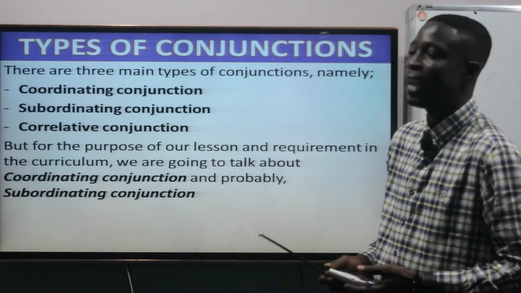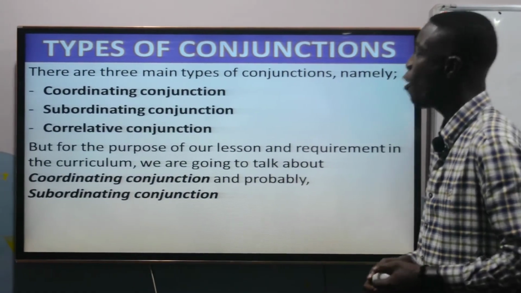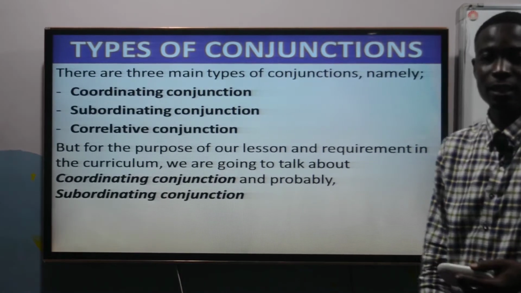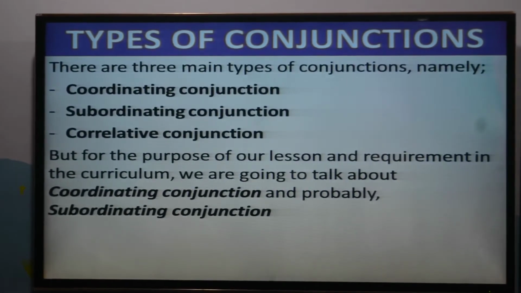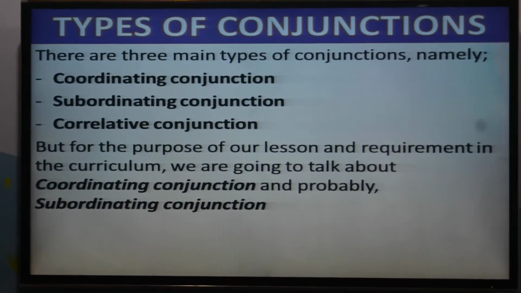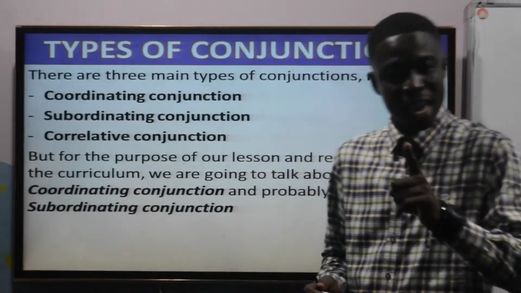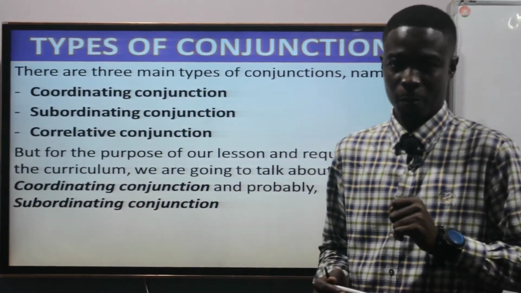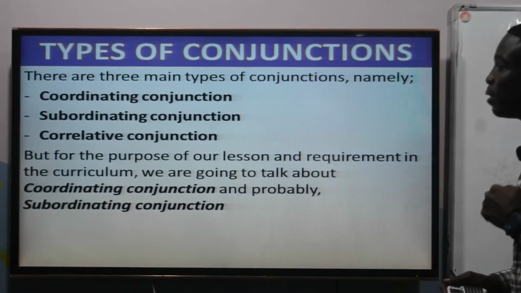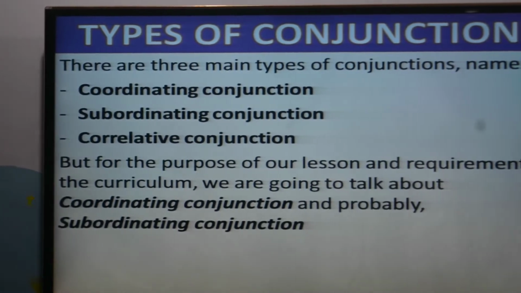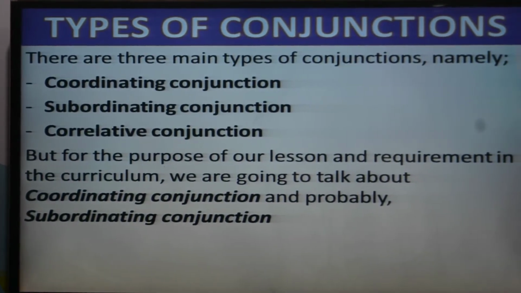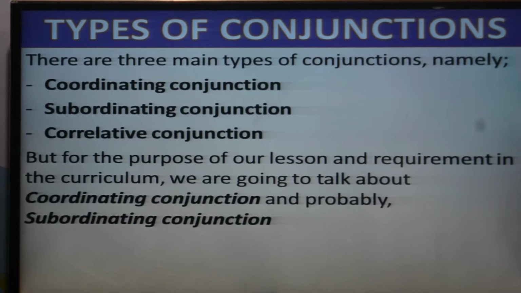Let's move on to our next topic, that is types of conjunctions. There are three main types of conjunctions. And those are the coordinating conjunction, subordinating conjunction, and then correlative conjunction.